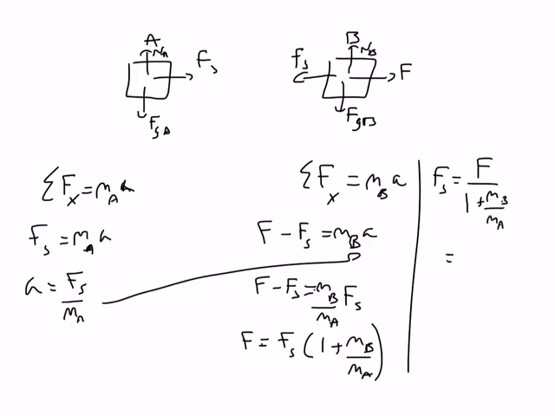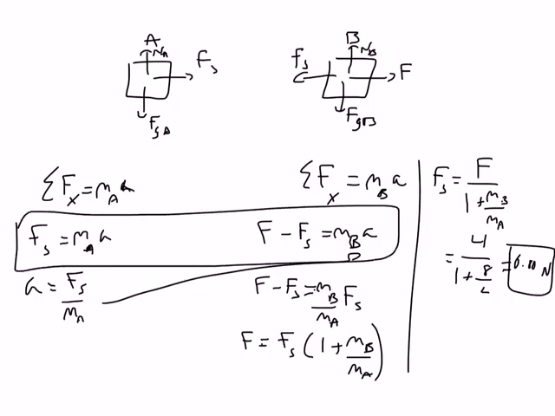And if we plug those numbers in, the pulling force is 4 newtons, block B is 8 kilograms, block A is 2, and we get 4/5 or 0.80 newtons. All right, and so that's our answer. So that's way number one. Draw a free body diagram for every object, write a Newton's laws equation for every object, and then solve that system of equations.